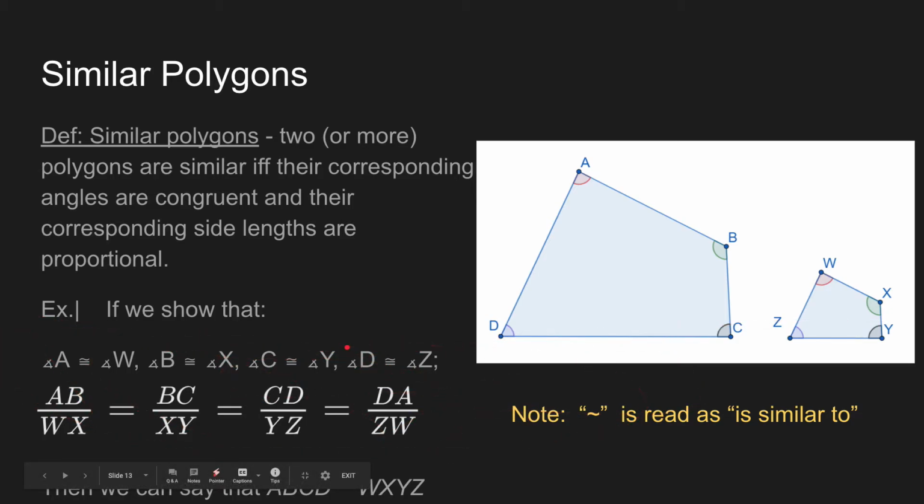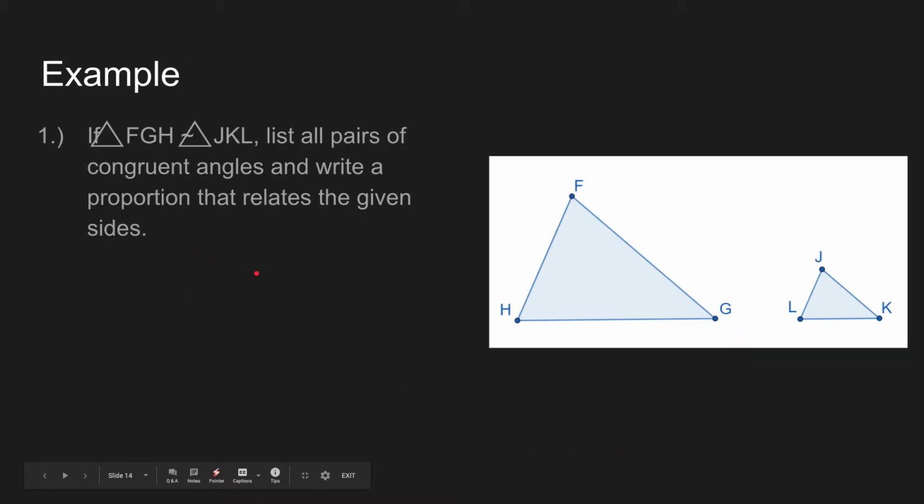So if all those angles are congruent and all those sides are proportional, then we can say that quadrilateral ABCD is similar, and that's what that little tilde means, it means it's similar to WXYZ. Okay, and that's kind of how similar polygons work.